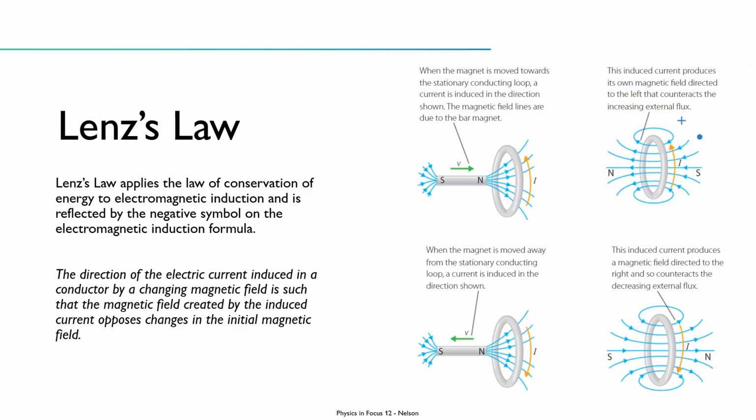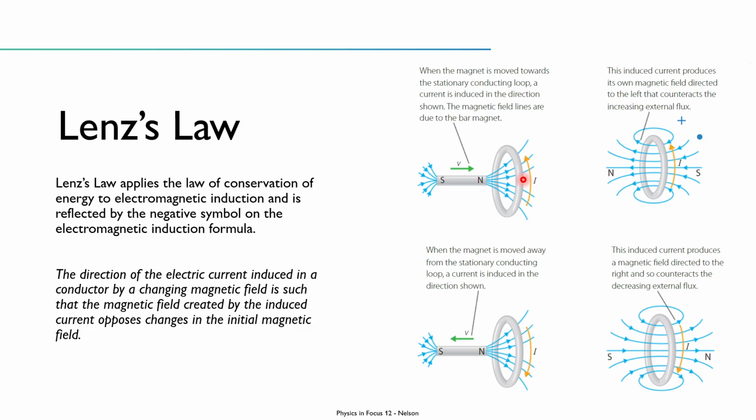What Lenz's law states is that the direction of the electric current induced in a conductor by a changing magnetic field is such that the magnetic field created by the induced current opposes changes in the initial magnetic field. In other words, if I were to push a magnet towards a current carrier and induce electric current into that current carrier, in this case we've got a loop, the direction of the current could either go up or down, clockwise or anti-clockwise. However, it will only go in one direction, and that direction will essentially produce a magnetic field which pushes back against the magnet. It's a resisting force.